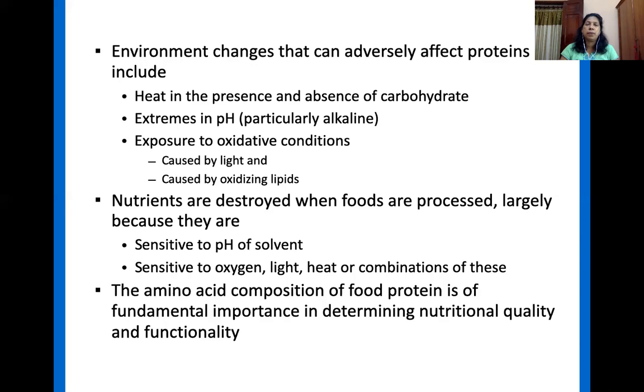structure can be broken down. The other one is exposure to oxidative conditions caused by light and by oxidizing lipids. Even the double bonds available in the side chains, not the peptide chain, can be changed, right? Therefore, you can get some colors appearing even if you boil the meat.